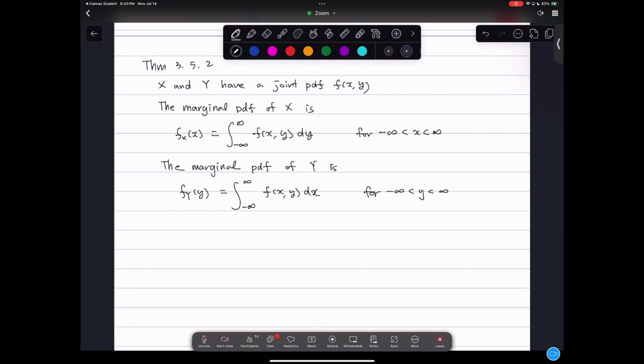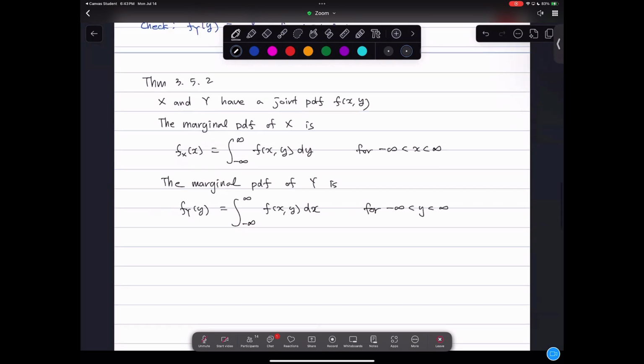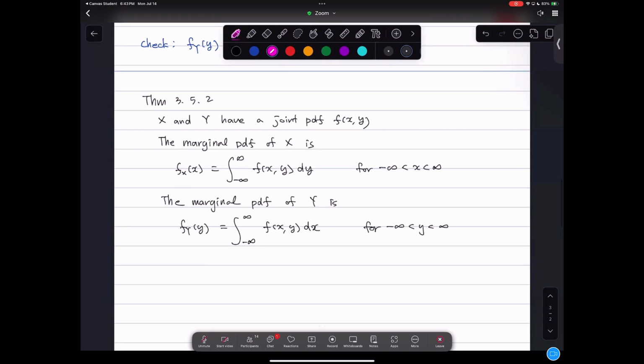All right, so now I have this. This question is again telling you how to get the marginal PDF from the joint PDF. It tells you how to do it. All right, let's see how to do it.